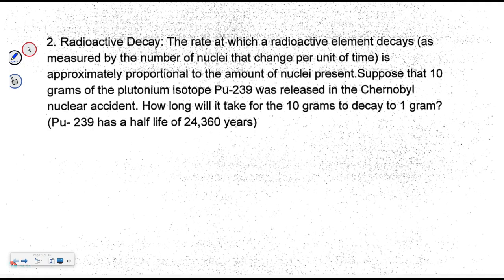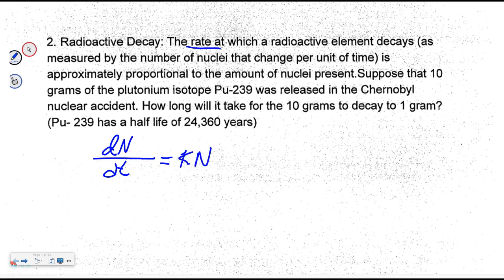All right, so radioactive decay, the rate at which, so there's your derivative. I'm going to write d something dt, the rate at which a radioactive element decays, and they measure that as the number of nuclei that are changing per unit of time. So I'm going to call this d nuclei dt. That's how they measure radioactive decay. It is approximately proportional to, so they're saying this isn't exact, but it's a really close fit, so we'll put an equals. We probably should put a squiggle, but to the amount of nuclei present.